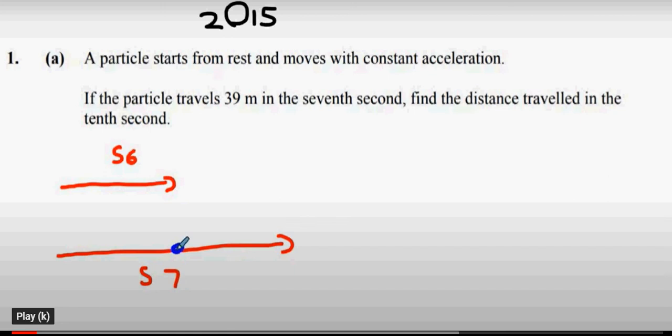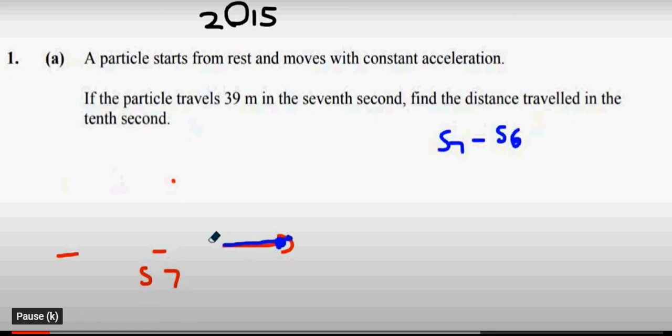S7 is the distance covered in 7 seconds total, and S6 is the distance covered in 6 seconds total. The extra distance that S7 travels will be 39 meters, because in the 7th second you travel an extra 39 meters, okay? So this blue line represents the 39 meters. So what we're going to say is that S7 minus S6 is going to be 39 meters.